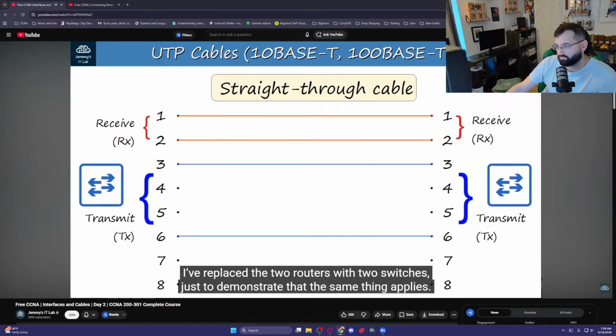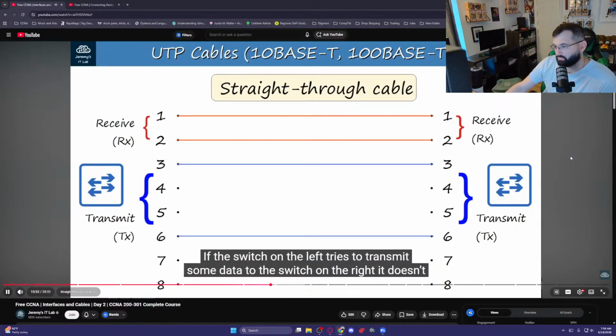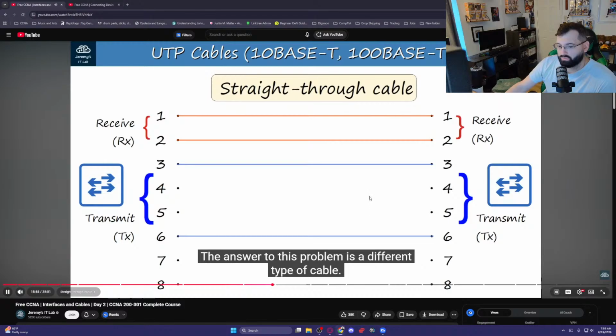I've replaced the 2 routers with 2 switches, just to demonstrate that the same thing applies. If the switch on the left tries to transmit some data to the switch on the right, it doesn't work. The answer to this problem is a different type of cable.